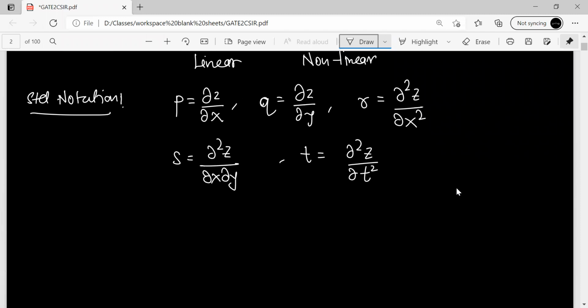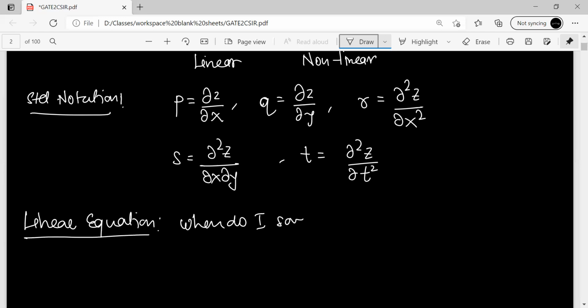Now we go for the classification. So what are linear equations? Linear equations first. When do I say a PDE is linear?